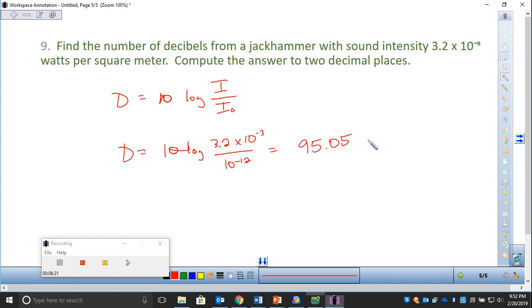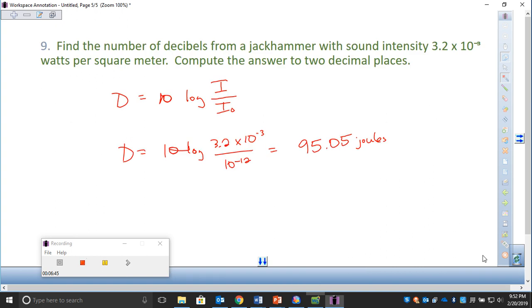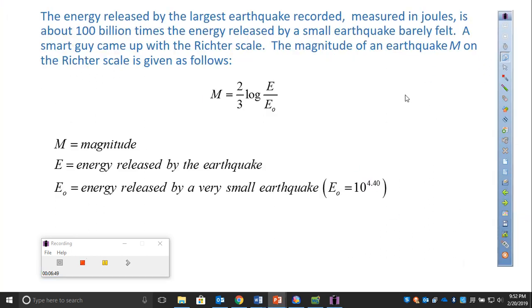And this is watts per, I guess these are measured in joules maybe. So 95 joules or decibels was, I didn't do it. Oh well, I think it's measured in joules. Regardless, let's move on to another example.